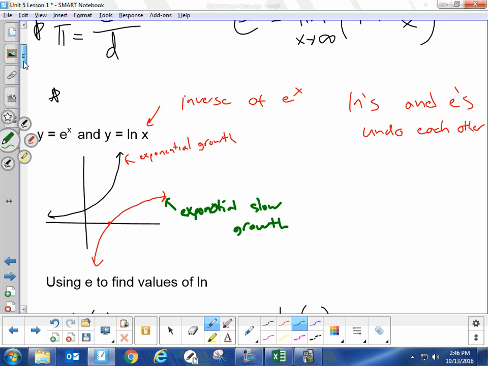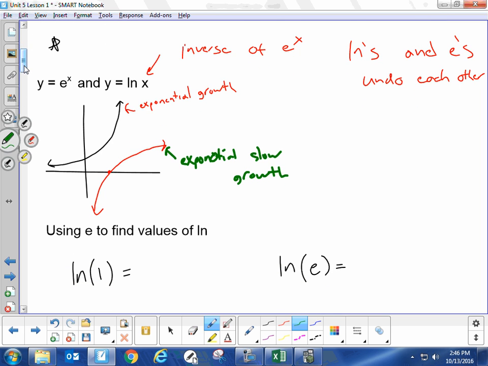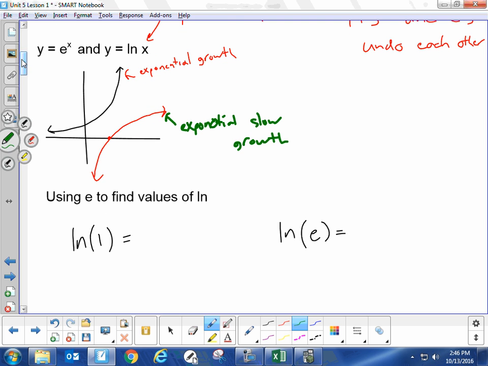Okay, and it's important to be able to find values of logs without using your calculator. Now we'll be able to check these using our calculator. Like the log of 1, the log of e. Well, I can do this, and you may do this in the future: I'm going to say, I don't know what the log of 1 is, or I don't know what the log of e is. It's a mystery. I'll say it's a mystery number, maybe a question mark, maybe a y, some mystery number.